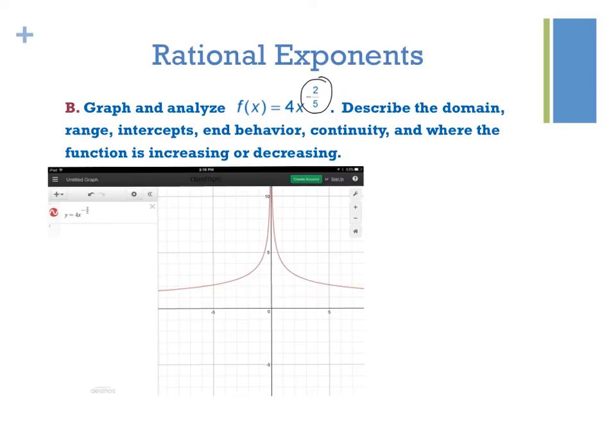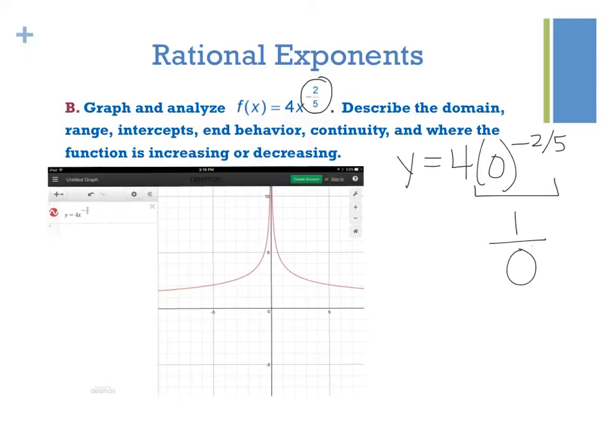So looking at the graph here, if we look at the domain, there's a break at x equals 0. You can tell that there's a break at x equals 0 because one thing you could do is evaluate the function for x equaling 0. And if you take 0 to the negative 2/5 power, that's the same as saying 1 over 0 to the 2/5 power. And 0 raised to any exponent is equal to 0. So I have 1 over 0 there, which is undefined.